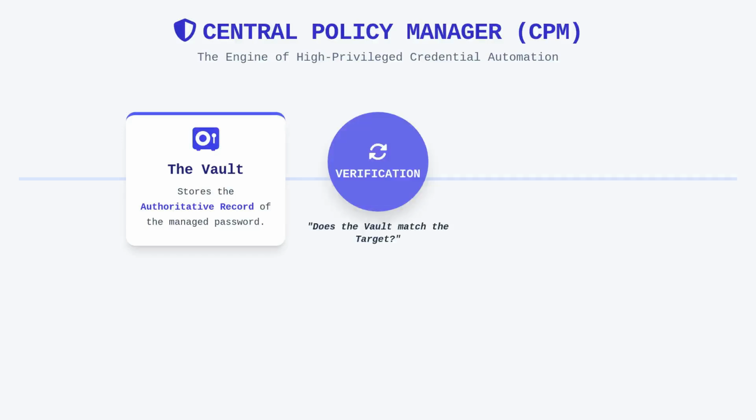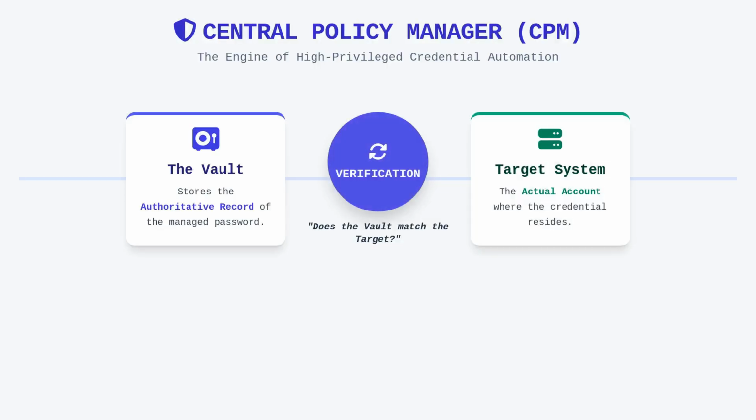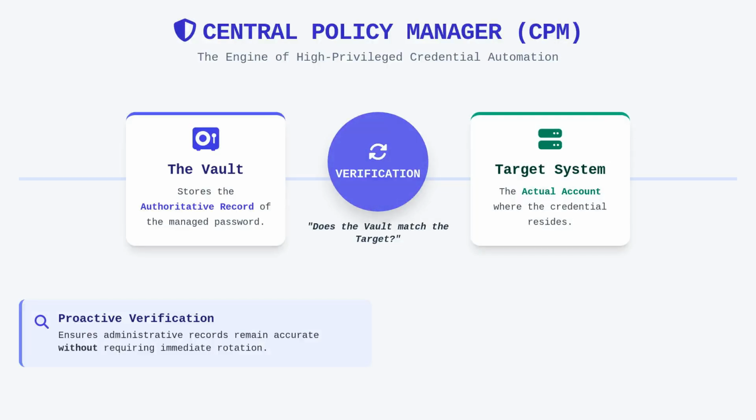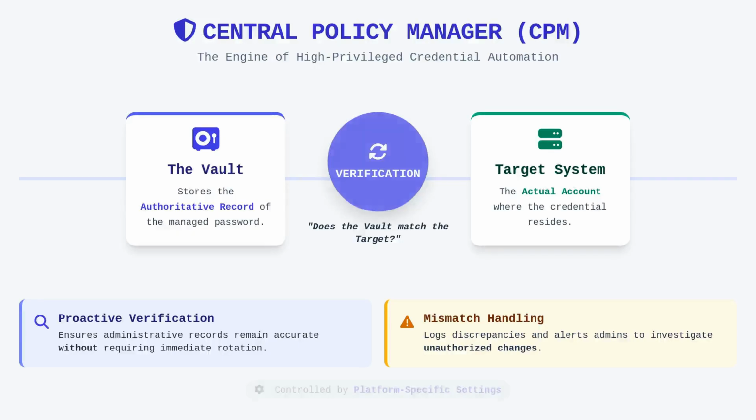Verification is the process where the CPM proactively checks if the password managed in the vault matches the password currently residing on the target account. This process is crucial because it ensures that our administrative records remain accurate without requiring immediate password rotation. If the CPM detects a mismatch during a verification cycle, it does not necessarily trigger a password change. Instead, it logs the discrepancy and alerts the system, allowing administrators to investigate potential unauthorized changes to the target account. This logic relies heavily on the platform-specific settings that define how often these checks occur and what the CPM should do when it encounters an inconsistency in the managed environment.